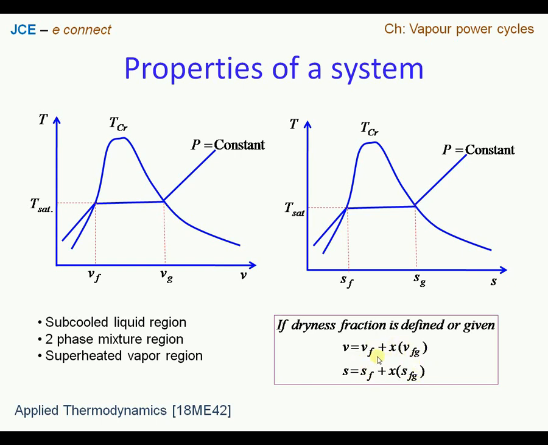So one can pick up the values from the data table, and by knowing the dryness fraction, one can calculate the specific volume which exists within the saturation dome. Similarly, by knowing the Sf value and Sfg value from the data tables and knowing the dryness fraction, one can find out the entropy value.